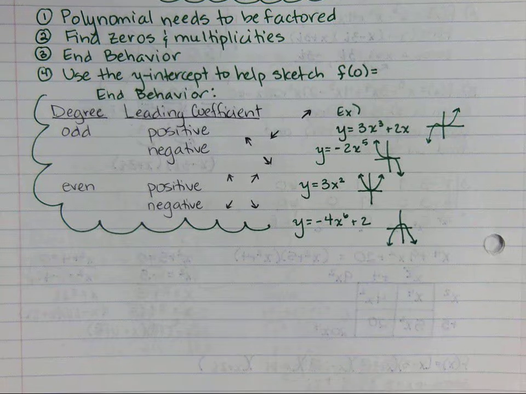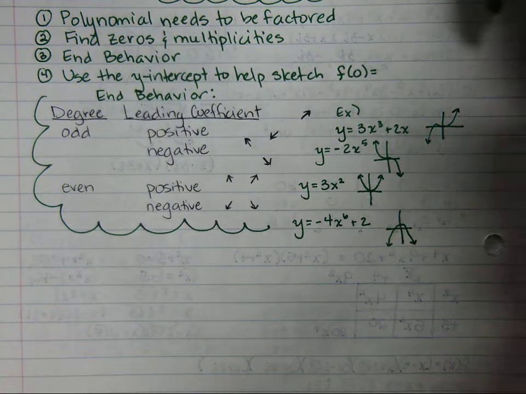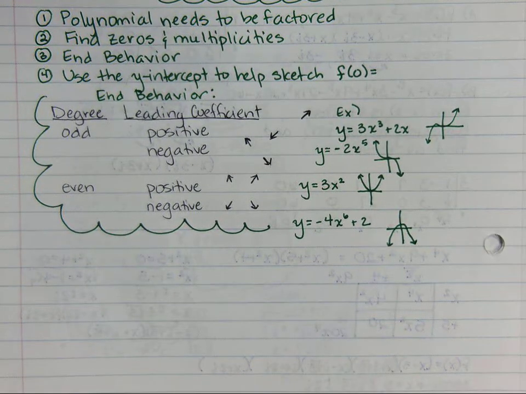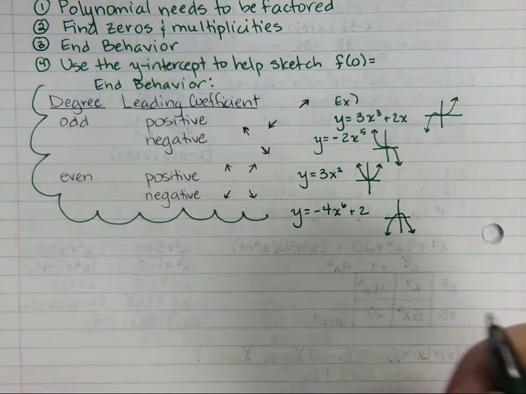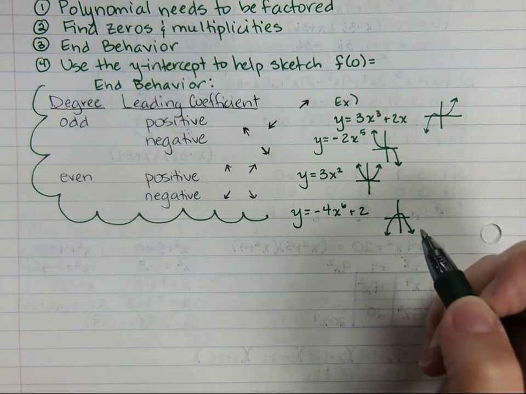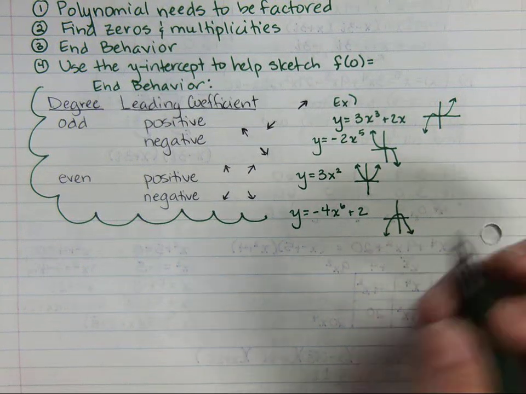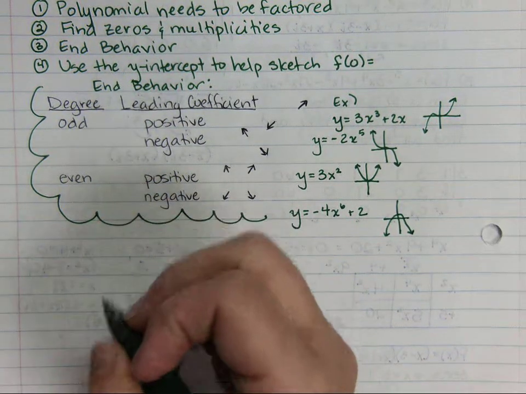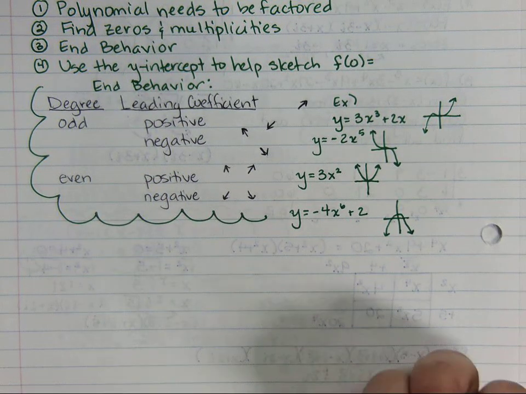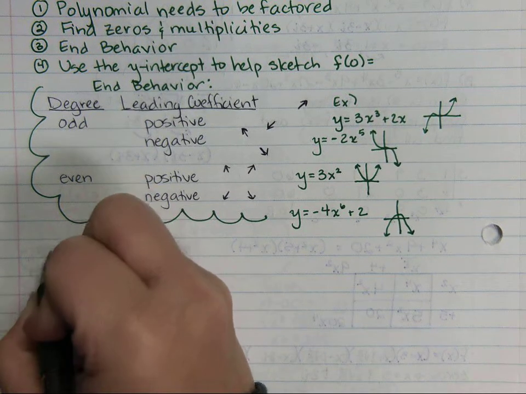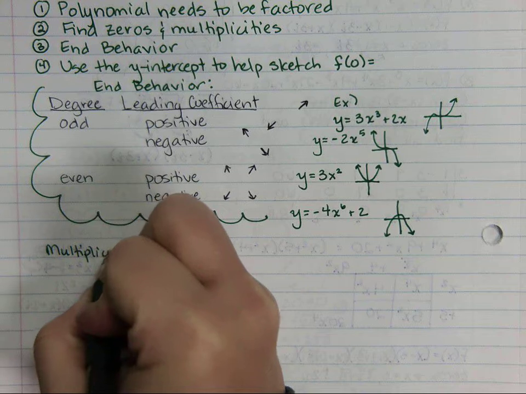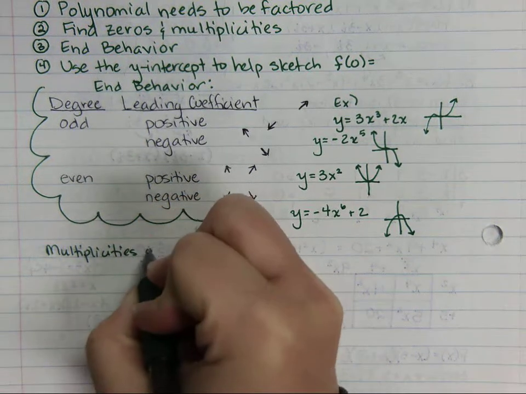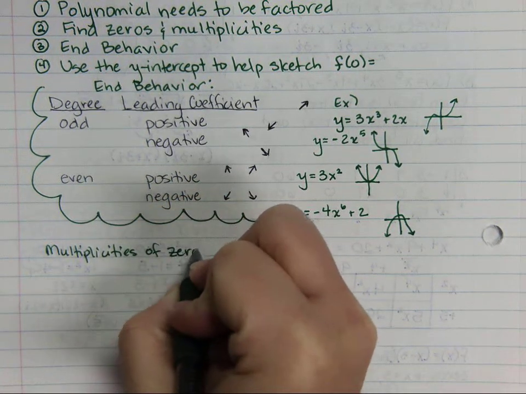Now let's look at multiplicities. So for zeros, depending on the type of zero you have, your graph will either go through or it will bounce. For example, let's look at multiplicities. So multiplicities of zeros.